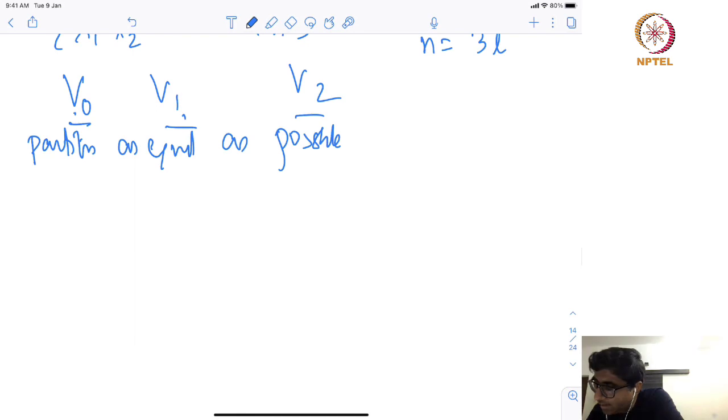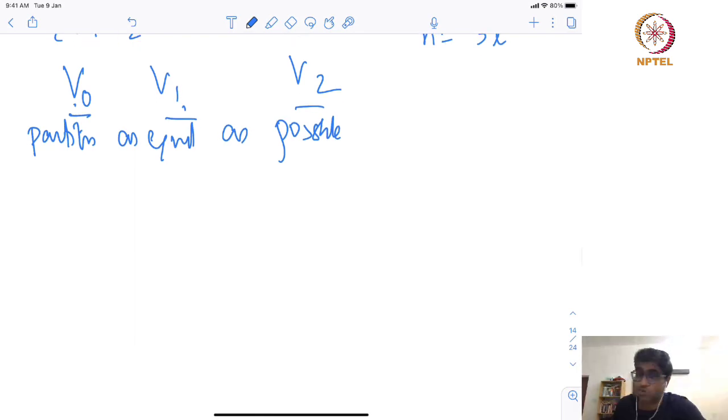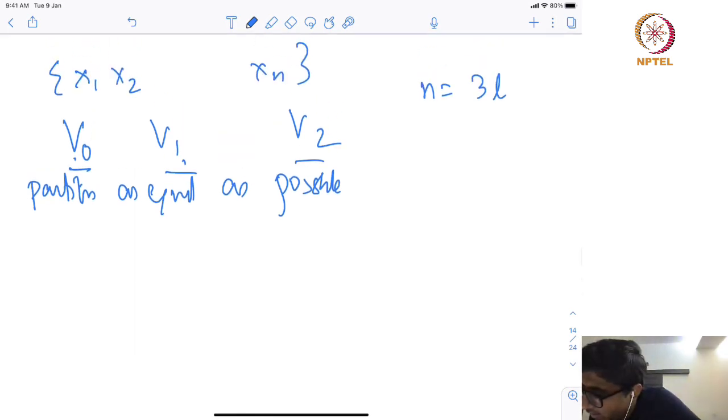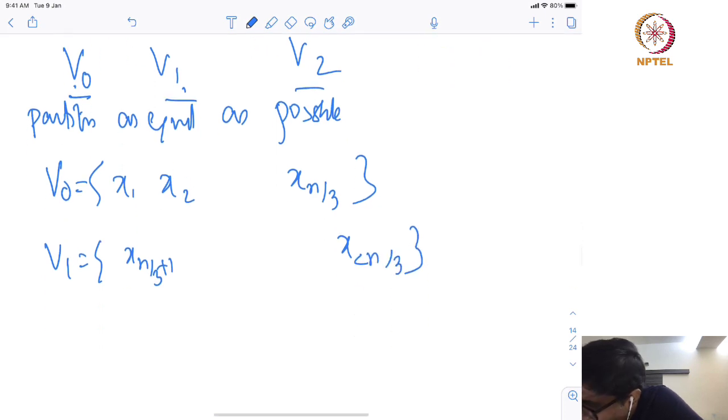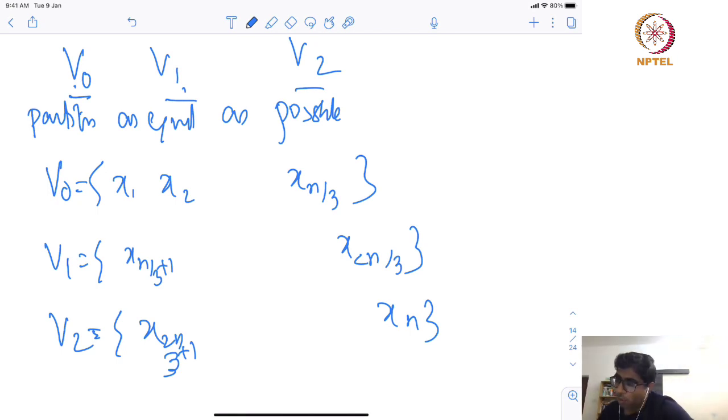Now, what is his idea? Look at v0, v1 and v2. Suppose v0 consists of the variables x1 to x n/3, v1 consists of x n/3 plus 1 to x 2n/3, and v2 consists of x 2n/3 plus 1 to xn. He says, let us enumerate all the assignments of v0. So what are the possible assignments of v0?